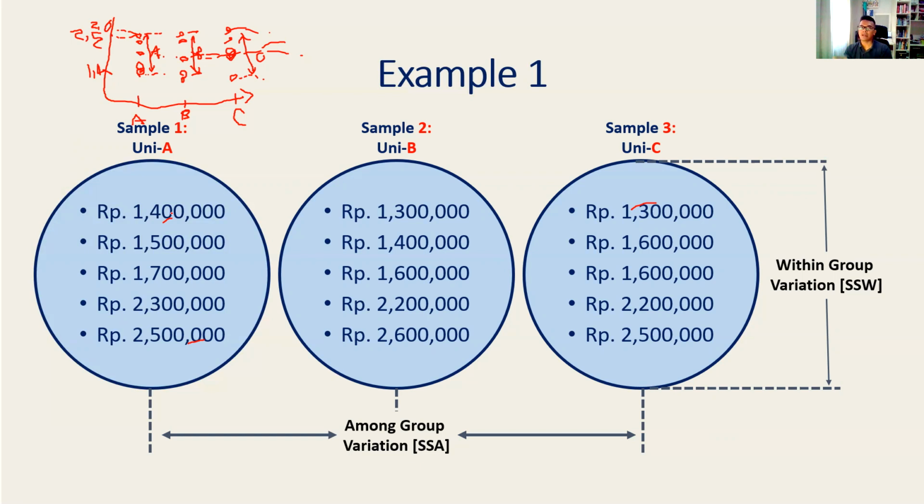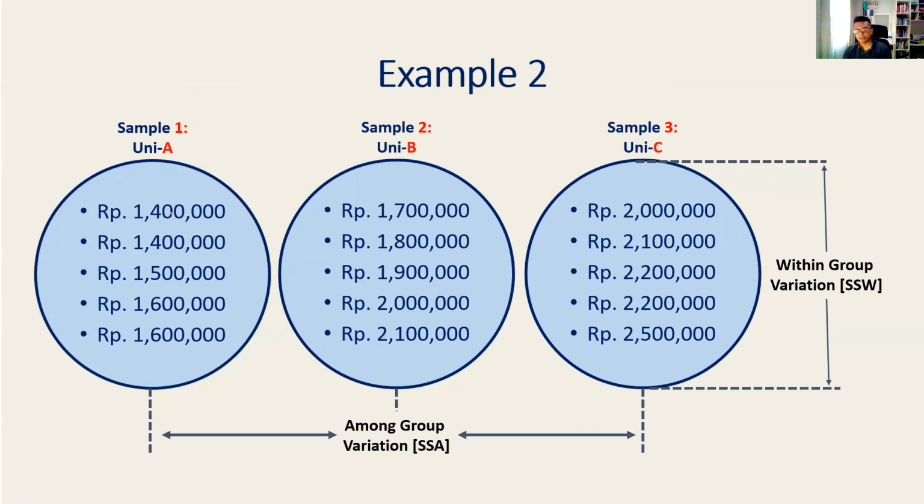In sample 2, we pick different respondents, but here we can see the values have changed. If I make a scatter plot of A, B, and C, for sample A, for example, we have two respondents with monthly spending of 1.4, and then the third one is 1.5, and then 1.6. One, two, three, four, five.